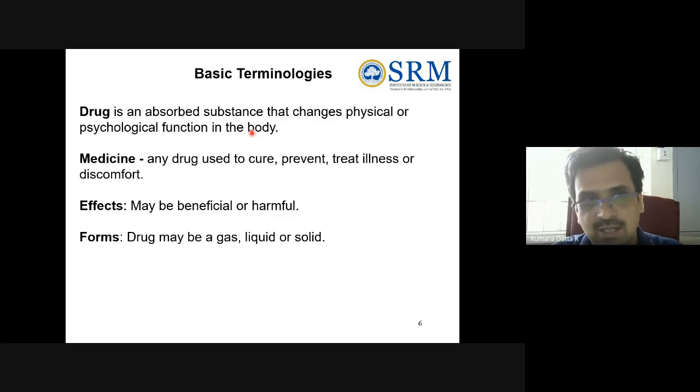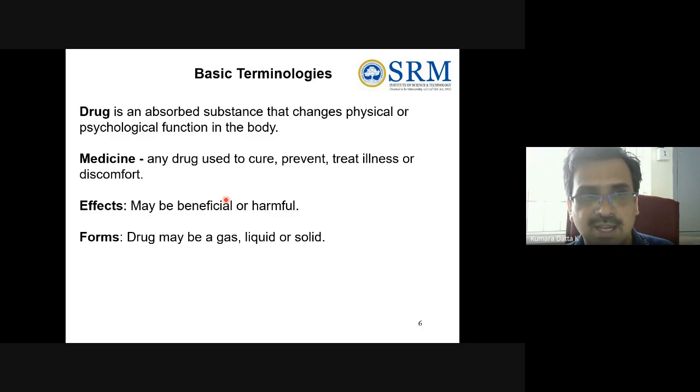Same thing with many terms. Essentially, what does a drug mean? As soon as we administer it, we take it, there will be some physical or physiological functions. Then, medicine: any drug, or a part of a drug, which is used to cure, prevent or treat illness or discomfort. You call it medicine.